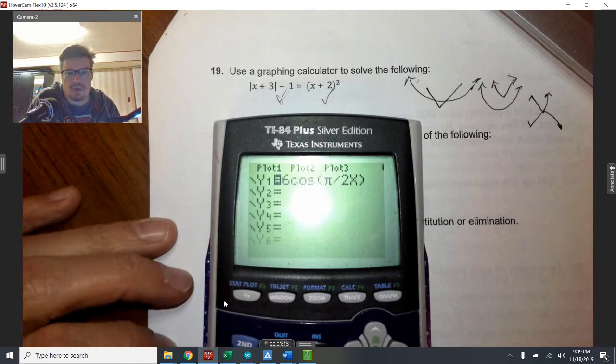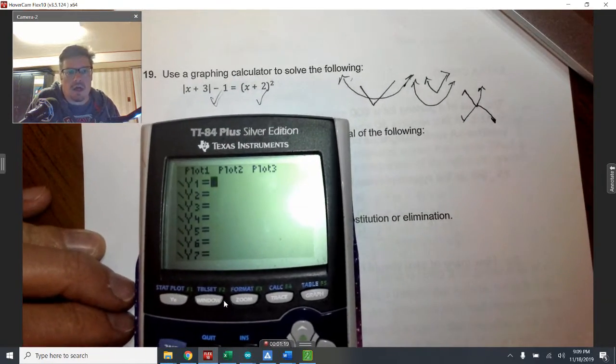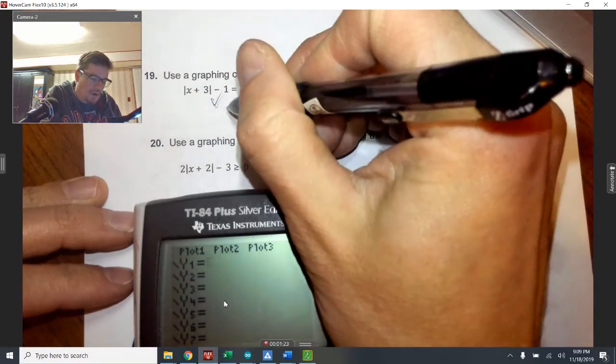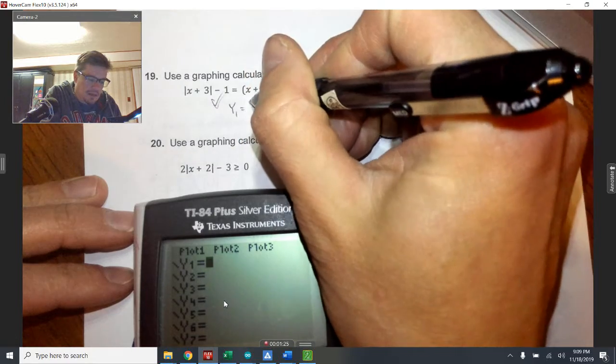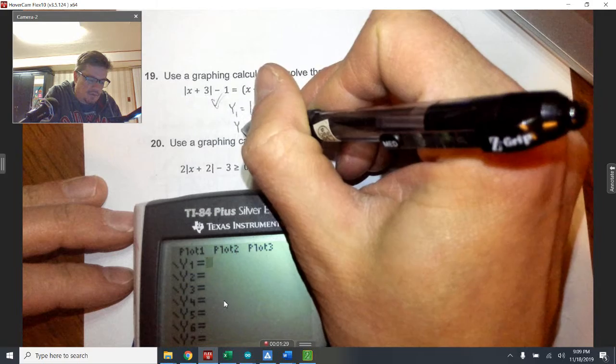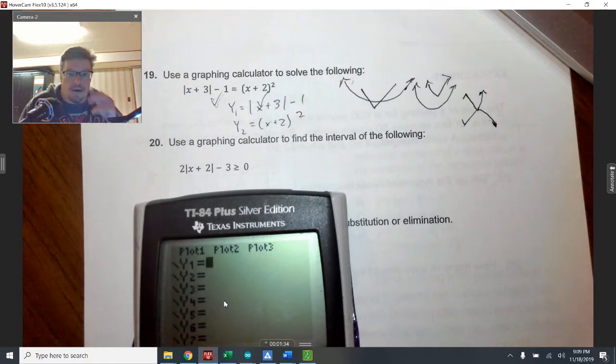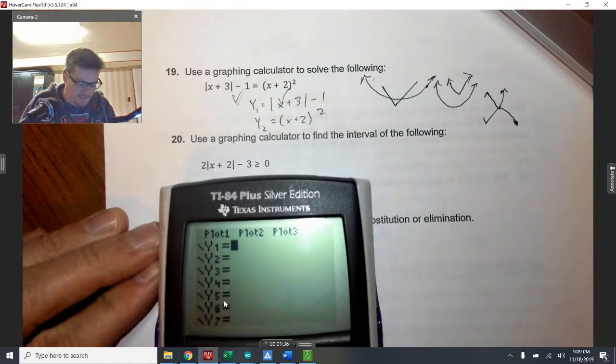Y equals. I've got some stuff there from calculus, just going to clear it. The first equation will go into y1. So remember how this works: y1 equals the first equation, y2 is the second equation. All right, so I have the absolute value.